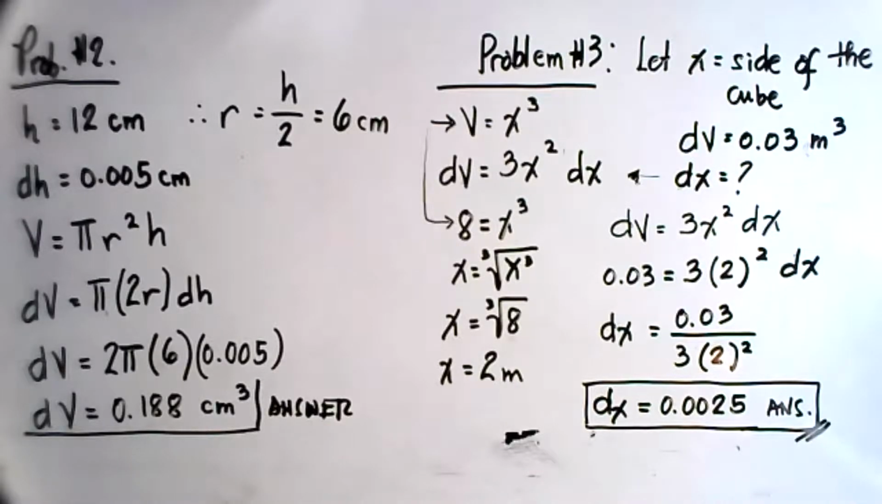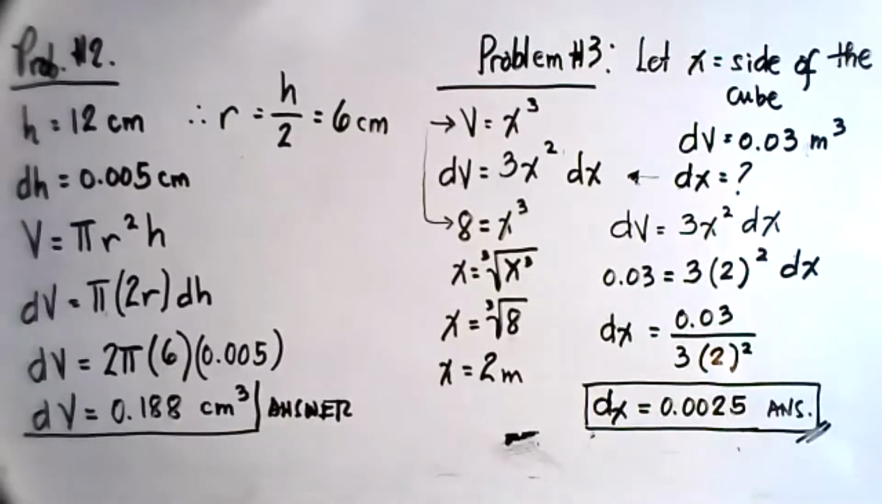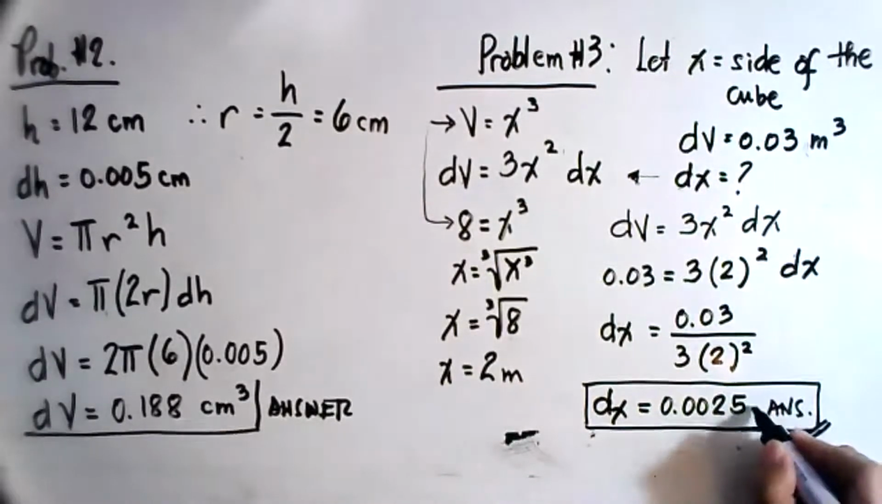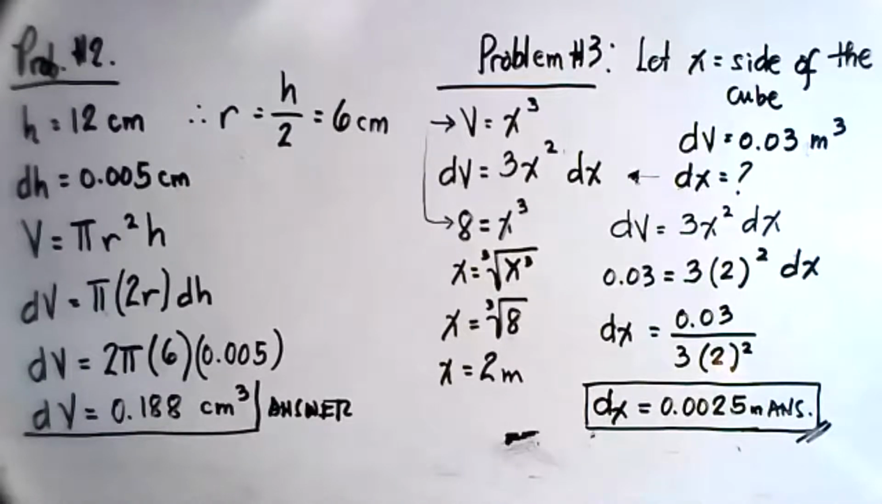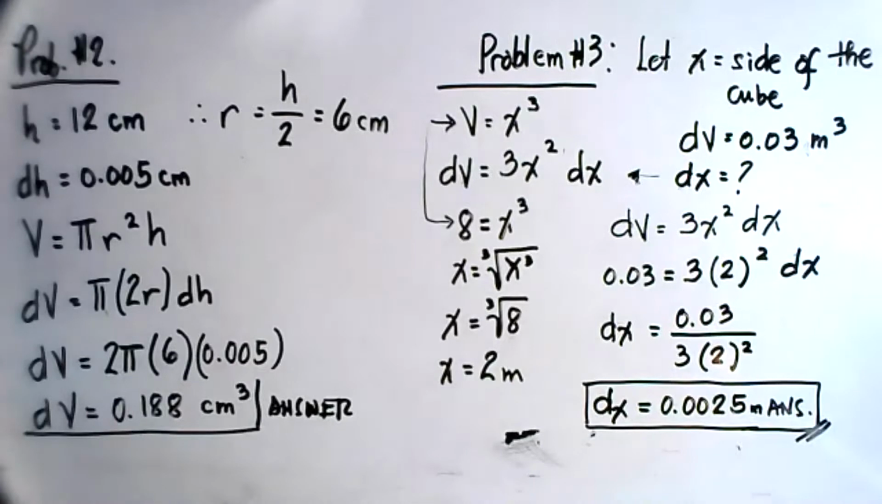Oo, parang ito rin, yung dh. Centimeter ang unit nito. Okay? Anong unit nito? Meter. 0.0025 meter ito. Okay, sulat natin, para hindi kayo malito. Meter, yan. Any more questions?